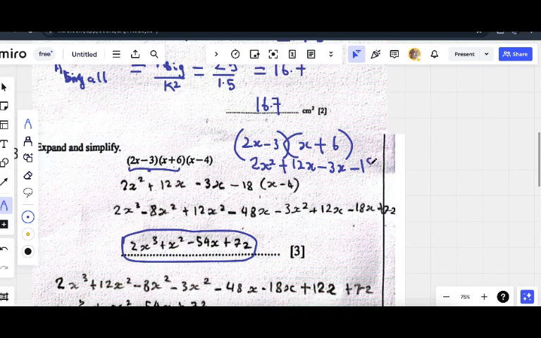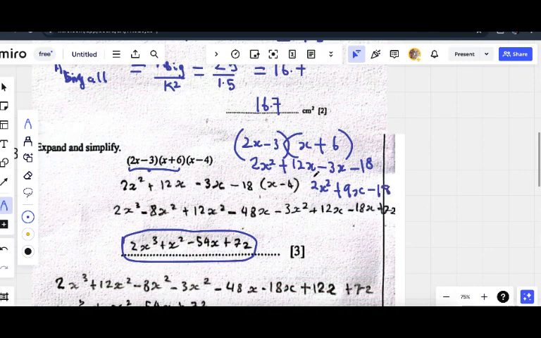And then the answer we get, we use to multiply the third bracket. So this one will give us 2x squared plus 12x minus 3x, we get 9x. We say 2x squared plus 9x minus 18. So this is what we get for expanding this first two.